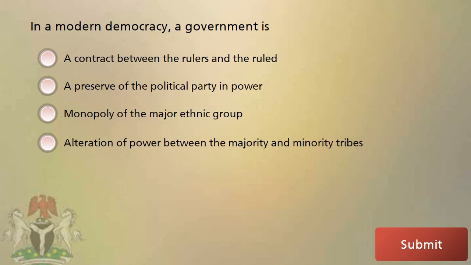For those of you that are about to write your WAEC exam, this government past question and answers is for you. Let's look at the very first question here.